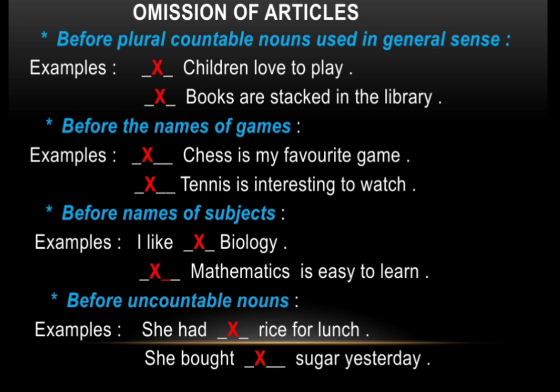This marks the end of articles. Let me recall. We learnt what articles are and the two types of articles, namely the definite article and the indefinite article. The definite article is the and the indefinite articles are a and an. We learnt the usage of these articles and also learnt where articles must be omitted.